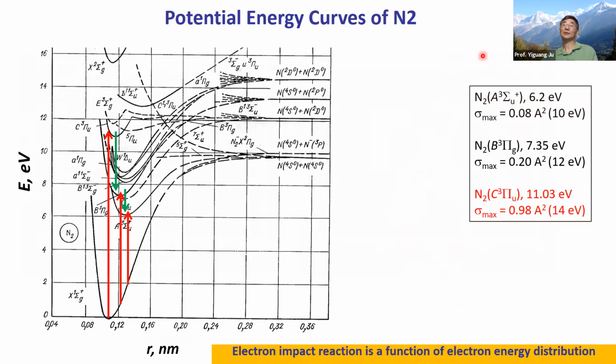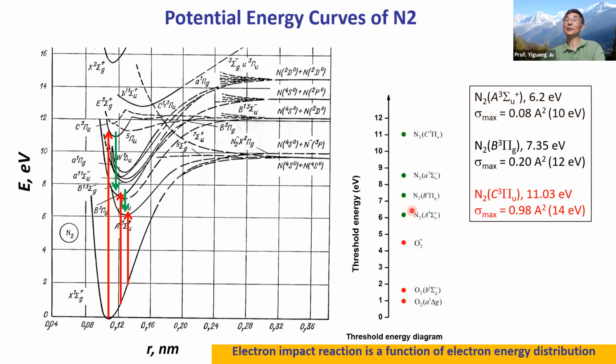If we look at nitrogen, the ground state is here, a sigma state. It can be excited to the A state at 6.2 eV, the B state at 7.3 eV, and the C state at 11 eV. So this excitation needs very high electron energy. When these A, B, C states collide with oxygen, they are likely to break down oxygen into atomic oxygen to enhance combustion. So we are looking at the energy states here, and the ABC states.